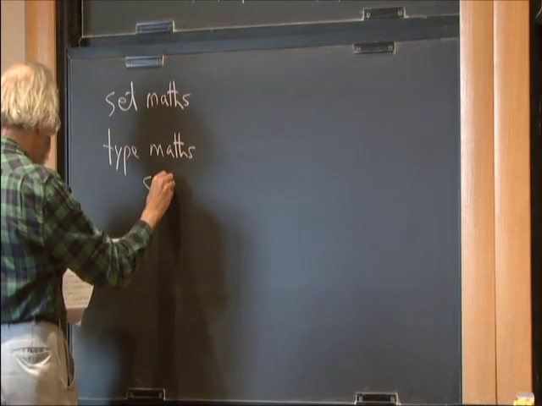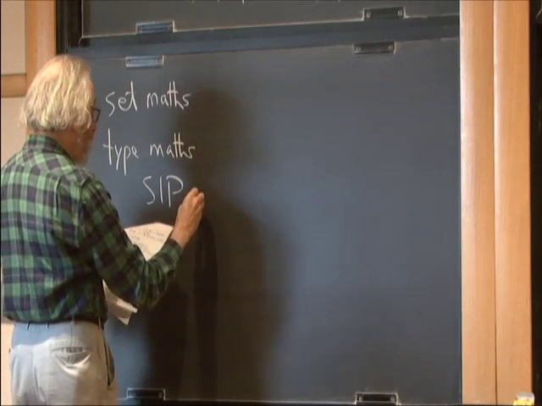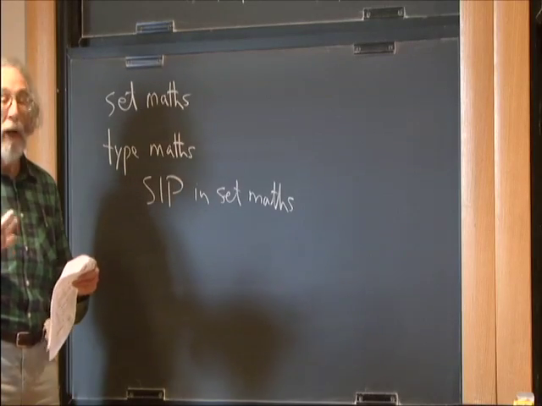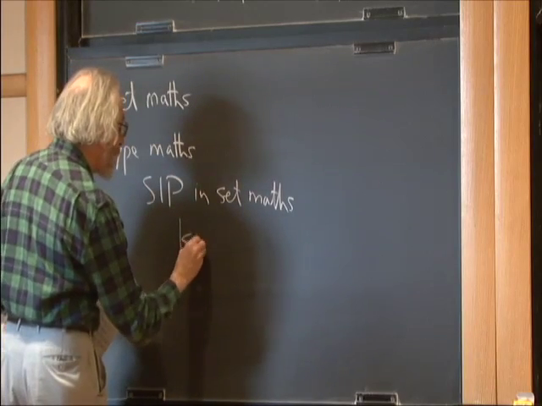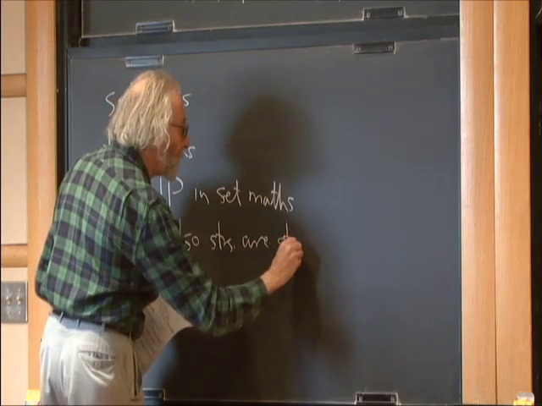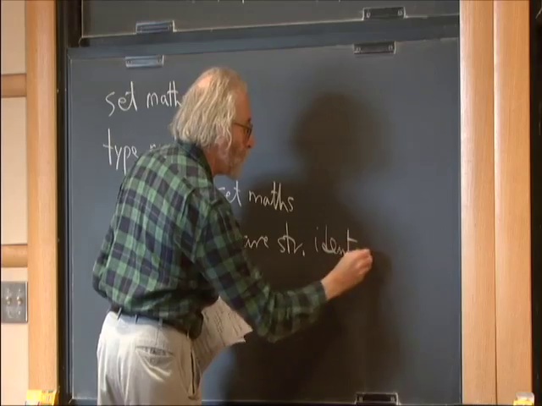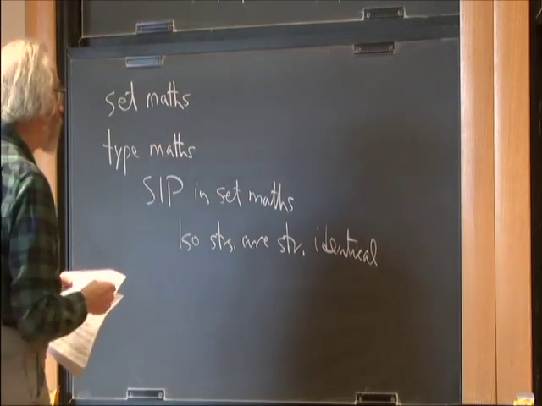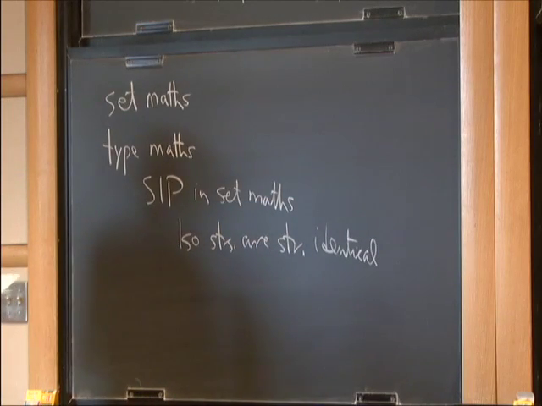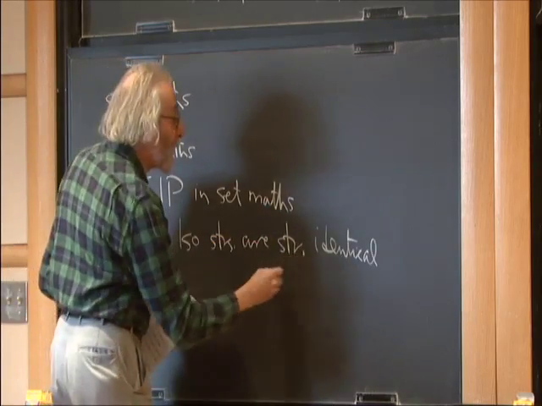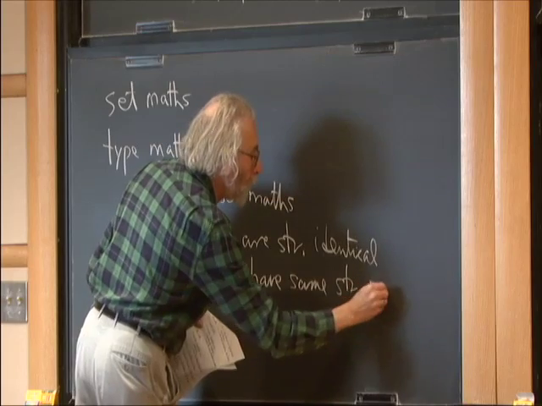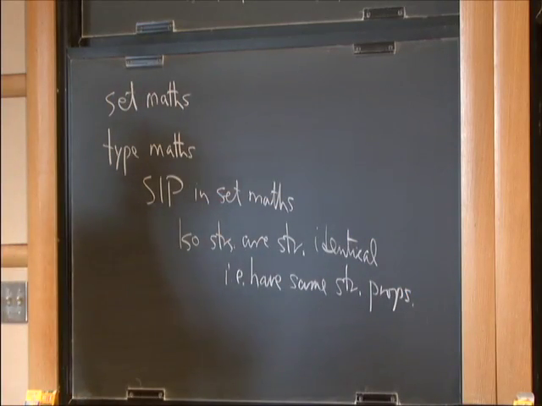So the SIP principle, structure identity principle, in set maths, we'll say is the principle which says isomorphic structures are structurally identical. I'm using the word identical here. One could use the word equal. Structurally equal. They have slightly different meanings, but anyway, I'll use structurally identical here. And what this means is that they have the same structural properties. So the question becomes, what is a structural property?